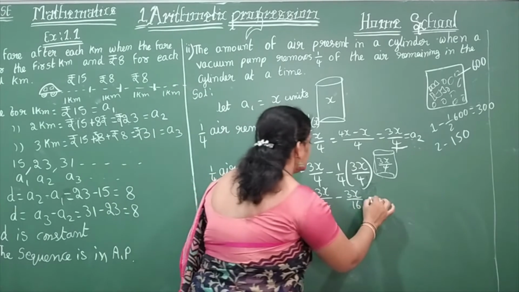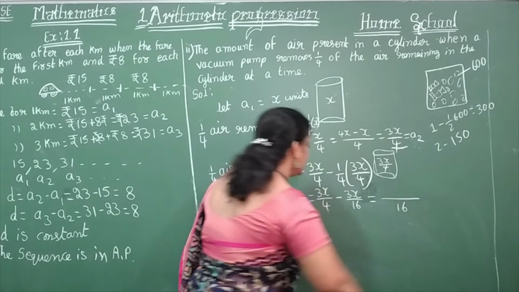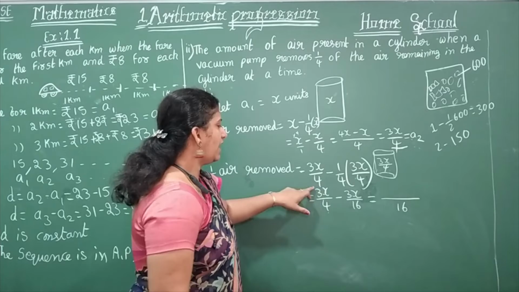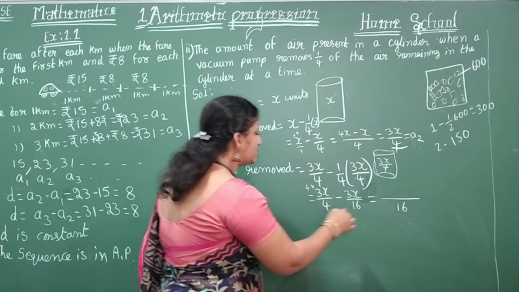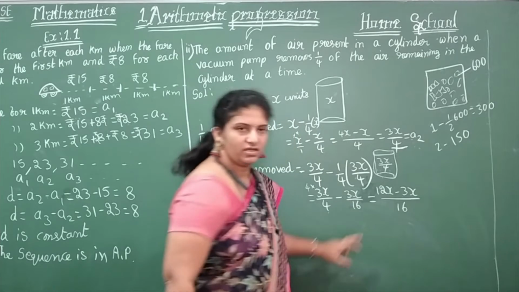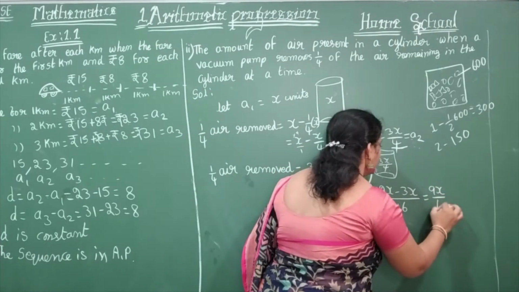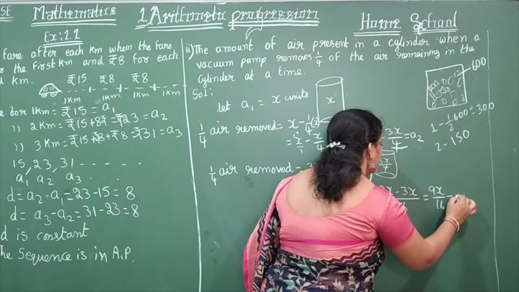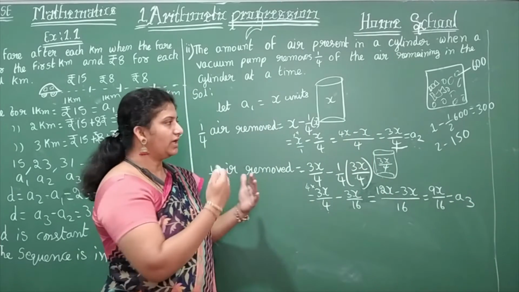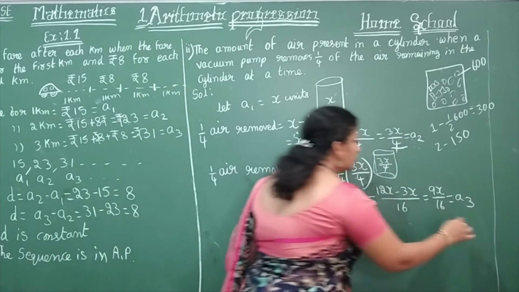Let's do the LCM here. The LCM of 16 and 4 will be 16. Then 4 fours are 16, right? Multiply up: 4 threes are 12x minus 3x. 12x minus 3x is how much? 9x by 16. That will be A3. Similarly, you can continue the problem. Let's take one more step. Again, we'll draw one more cylinder here.